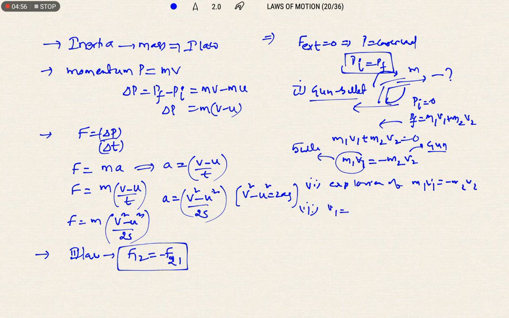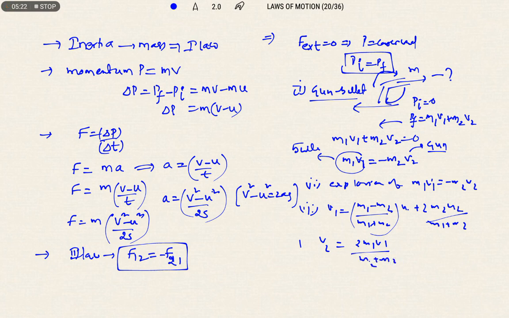So v1 equals (m1 minus m2) by (m1 plus m2) into u1 plus 2 m2 u2 by (m1 plus m2), and then v2. What is v2? v2 equals 2 m1 u1 by (m1 plus m2) plus (m2 minus m1) by (m1 plus m2) into u2. So these are the formulas we discussed.